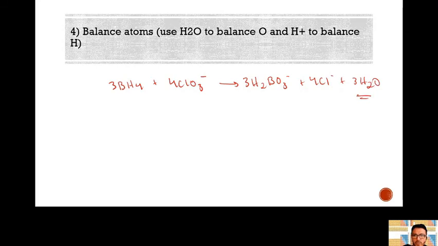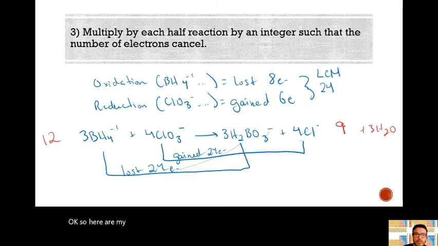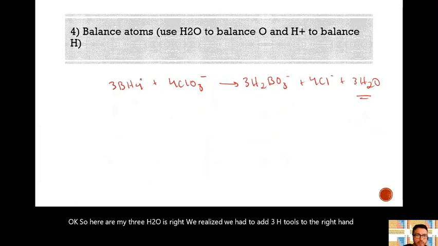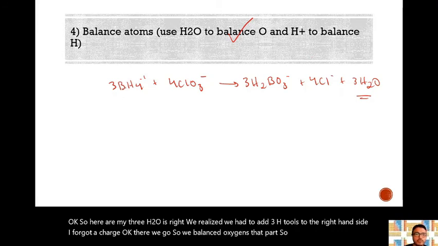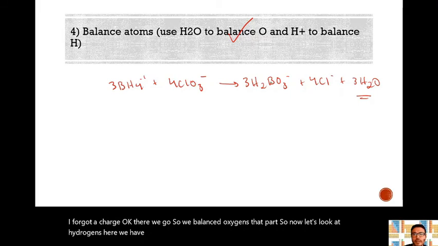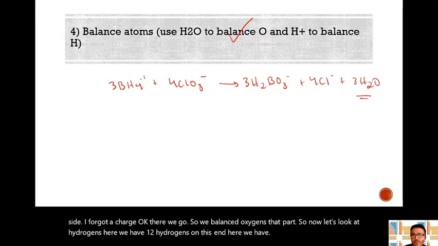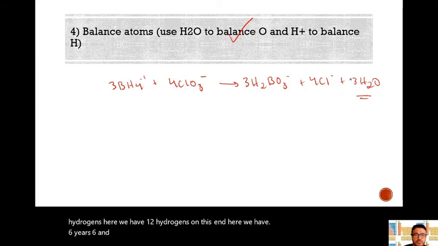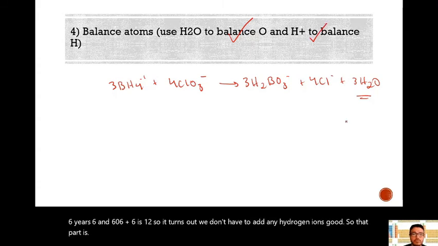Okay, so here are my 3 H2Os. We realized we had to add 3 H2Os to the right-hand side. I forgot a charge. Okay, there we go. So we've balanced oxygens. Now let's look at hydrogens. Here we have 12 hydrogens on this end. Here we have 6 and 6, so 6 plus 6 is 12. So it turns out we don't have to add any hydrogen ions. Good, so that part is also complete.